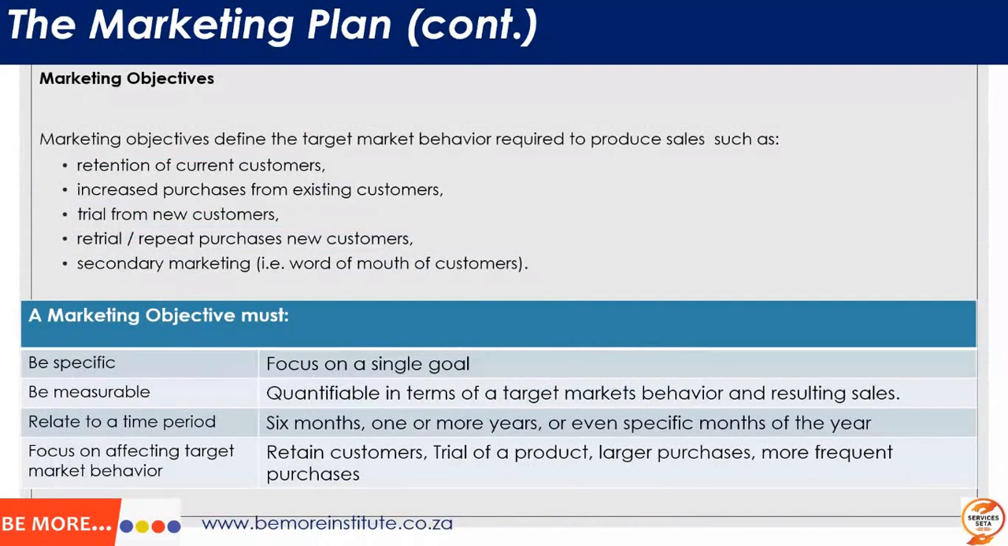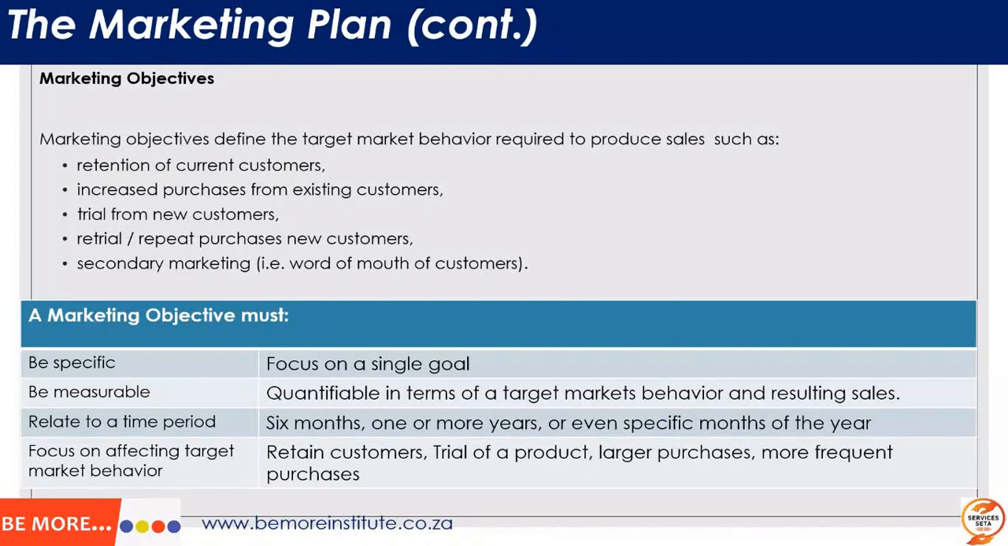These are the kind of marketing objectives. I think what we say is that a marketing objective, like we say with all objectives, must be specific, so you have a particular goal. It must be measurable, that is quantifiable in terms of the target market behavior and resulting sales. It must relate to a time period. Is it 6 months, 1 year?